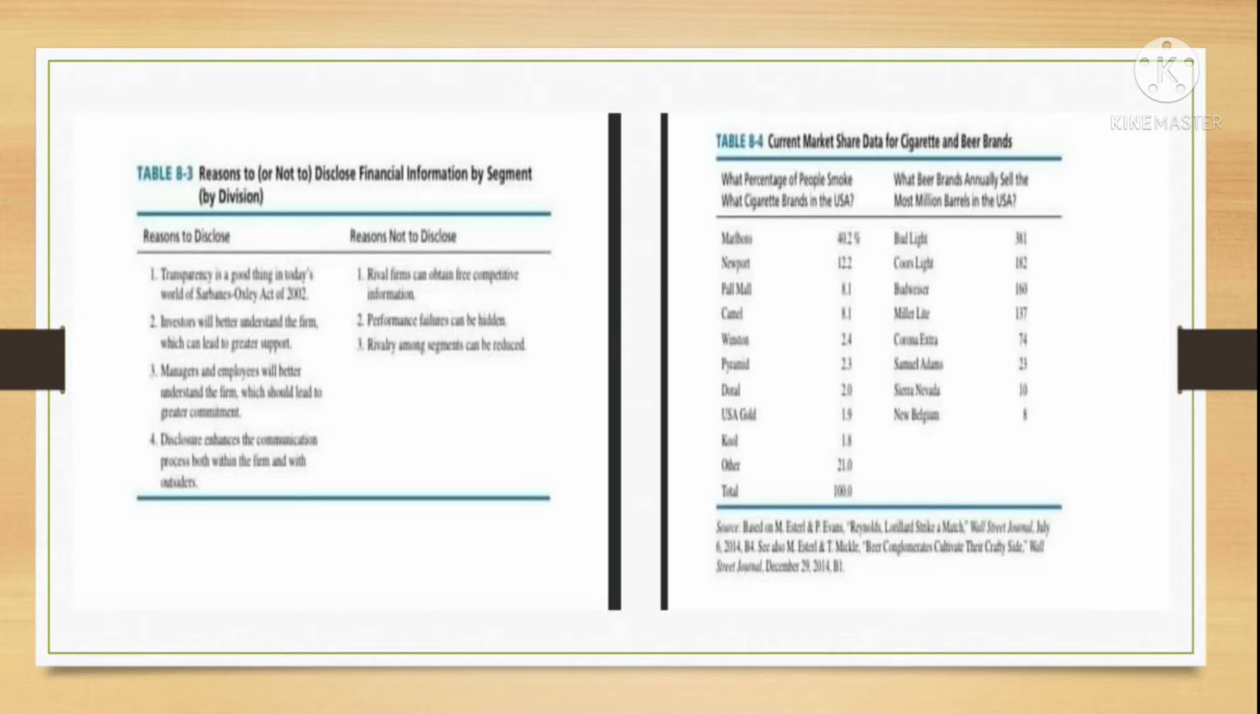So, here naman tayo sa what beer brands annually sell the most million barrels in the USA. Bud Light, 381. Coors Light, 182. Budweiser, 160. Miller Lite, 137. Corona Extra, 74. Samuel Adams, 23. Sierra Nevada, 10. New Belgium, 8.